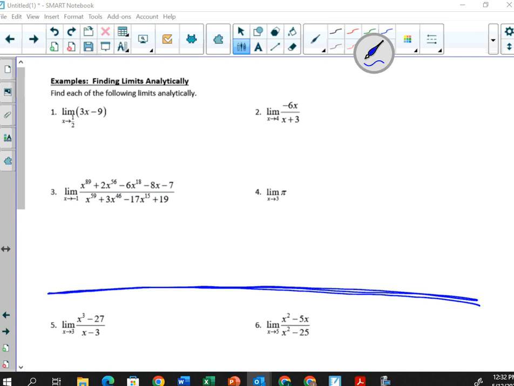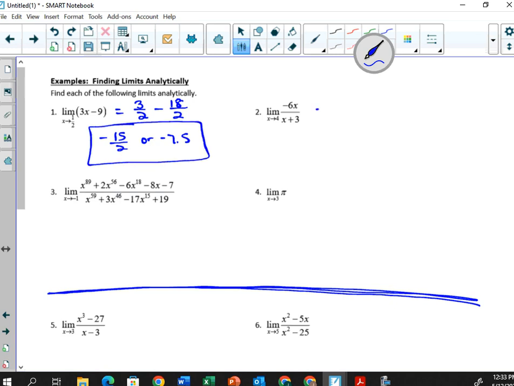All right, guys, let's plug them in. These first 4, remember, your first approach is always just plug in the x value. So I plug in 1/2, I get 3/2 minus 9, which is really 18/2, right? So you could say negative 15/2, or I would also take negative 7.5, either way. Number 2, you plug in the 4, what do we get? Yep. Okay, number 3, you plug in the negative 1. What do we get? Negative 2/19, I believe that is correct. Yes?